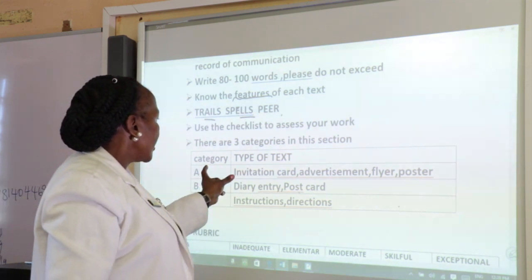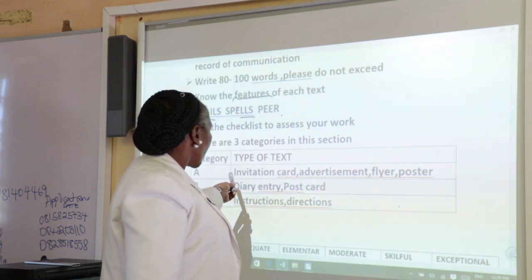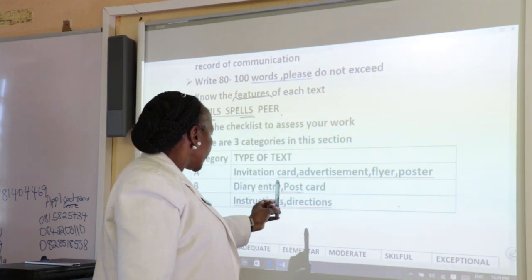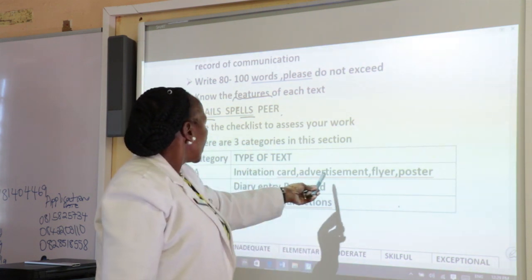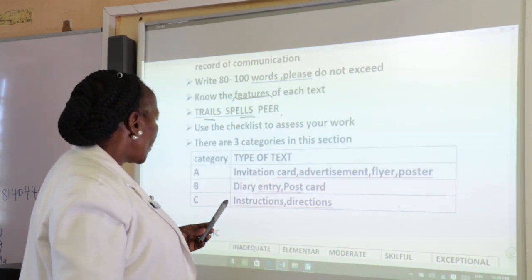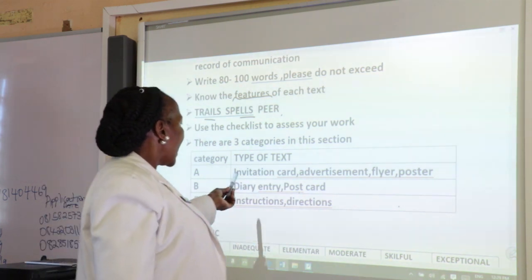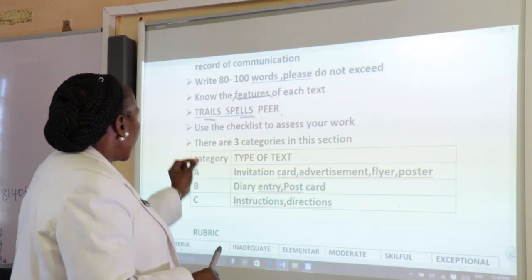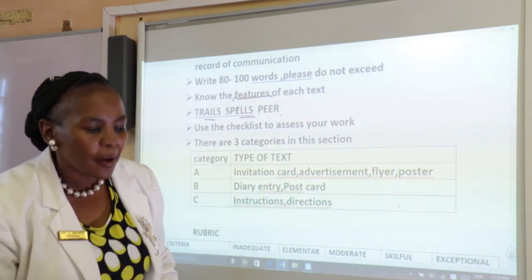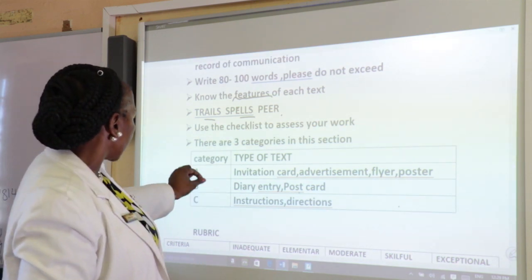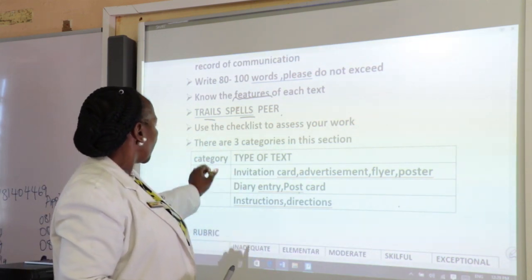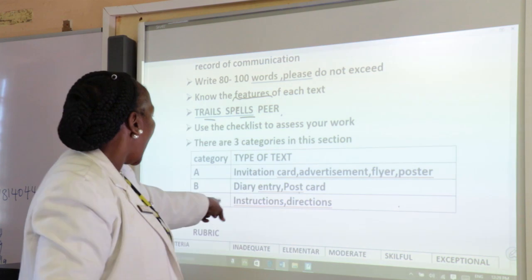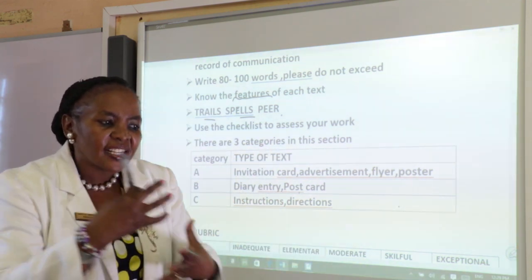And please, make sure that they understand as they are going to write. Those who are very, very good, they can go for category A. Those that are struggling, diary entry and postcard is the easiest. Because if a diary entry is not there, definitely a postcard will be there. And these are the questions. Normally category A is 3.1, category B 3.2, category C 3.3, one of the two. So you can train them and train them.